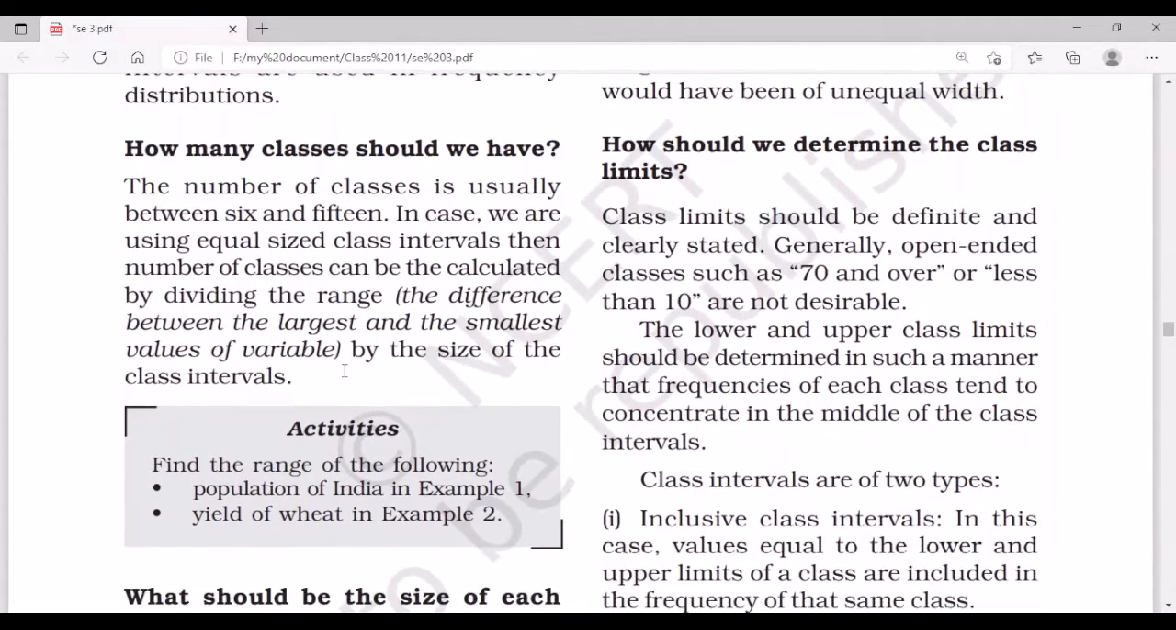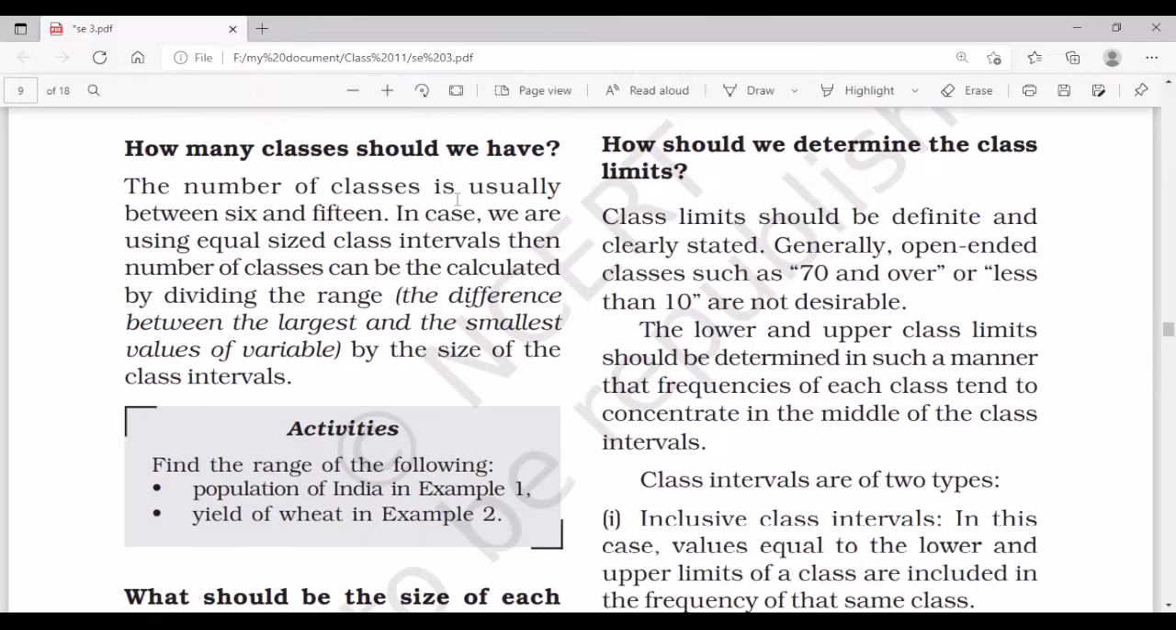Now, how many classes should we have? The number of classes is usually between 6 and 15. In case we are using equal sized class intervals, then the number of classes can be calculated by dividing the range. What is a range now? This needs to be highlighted. Range is the difference between the largest variable and the smallest variable.